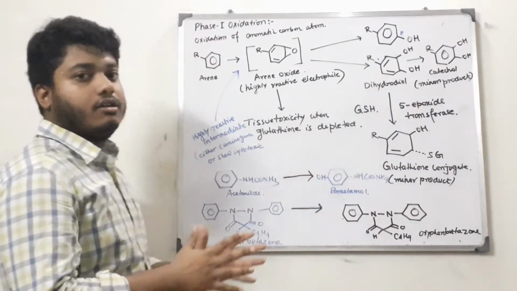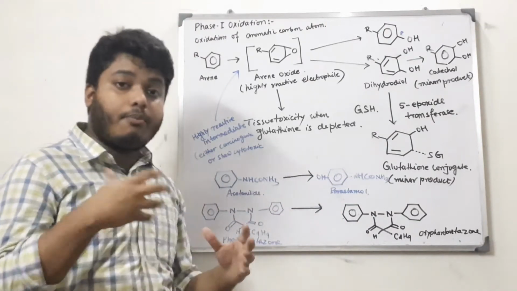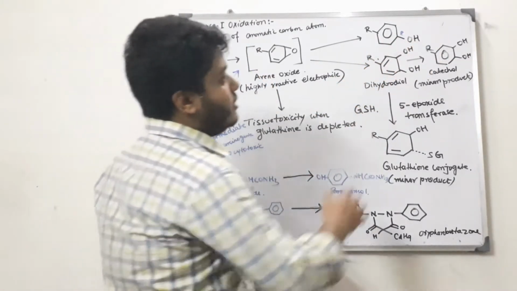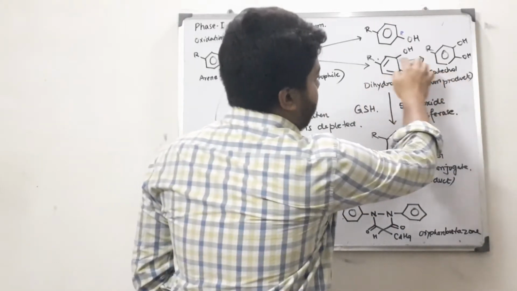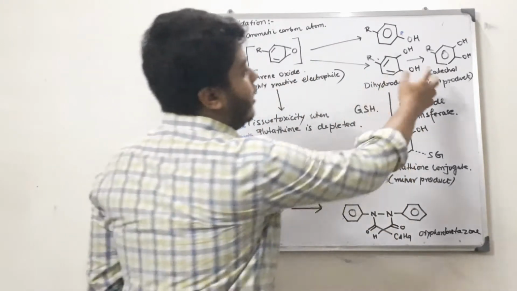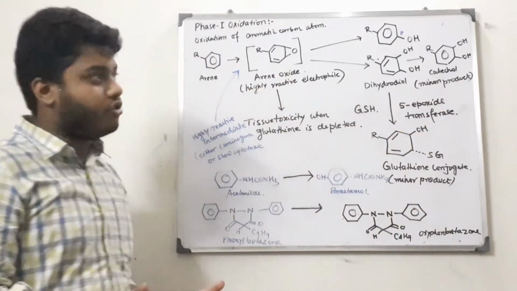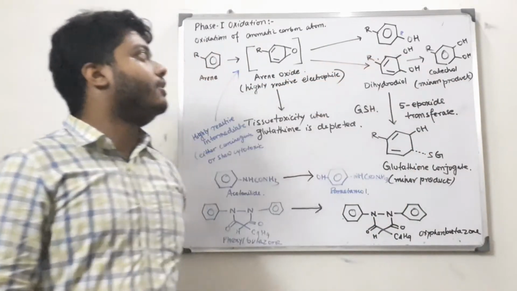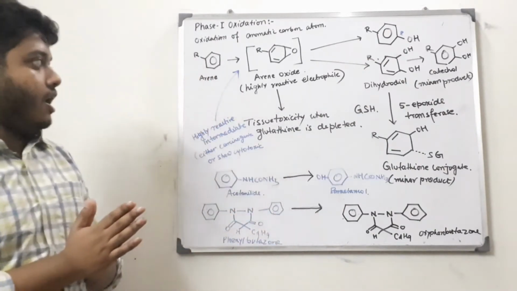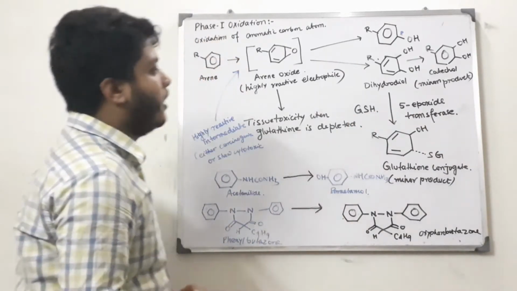Now ortho and meta products may also be formed, sometimes, but the para product is the major one. Here you can see this arenol product is the major. Now the molecule retains its aromaticity and then it produces catechol. And since it is dihydrodiol, it is a minor product, but the major product is the arenols.